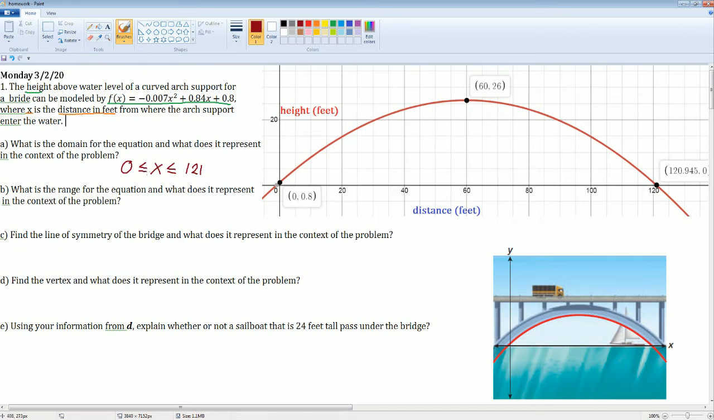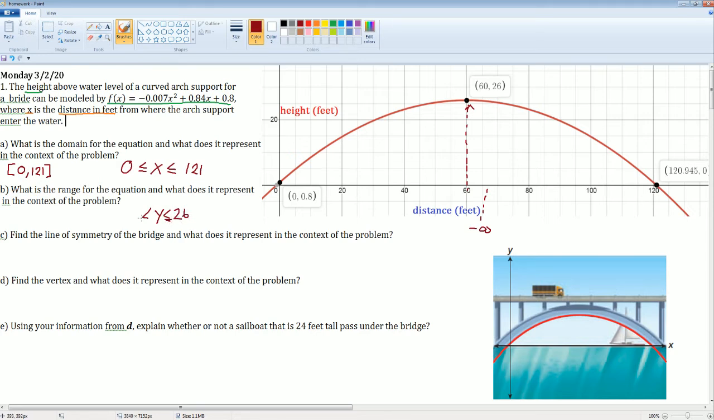This is how it looks in inequality, or you could write it in interval notation if that's better for you. Next, let's go to what is the range. The range is for the y values. Here it starts from negative infinity all the way up until it reaches what? 26, and it does include 26.